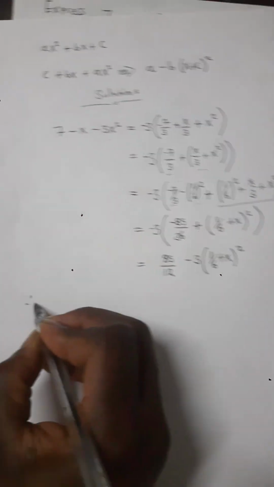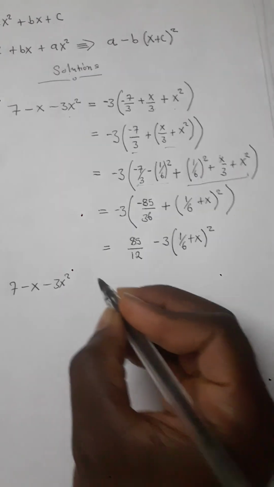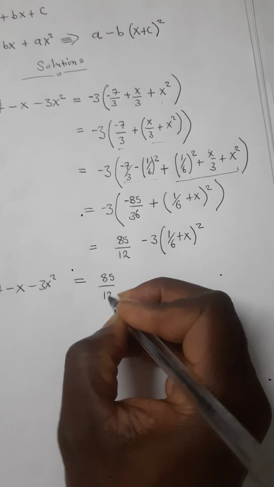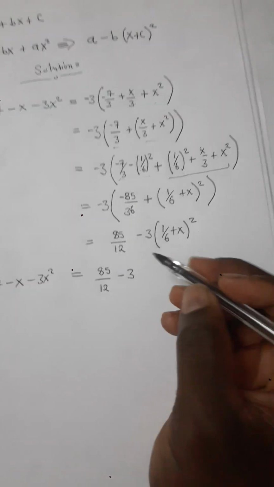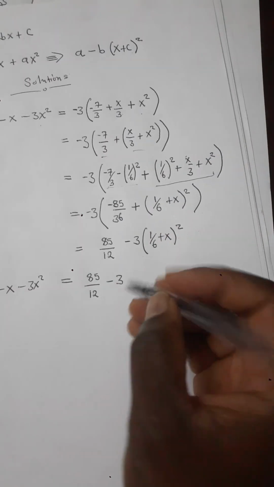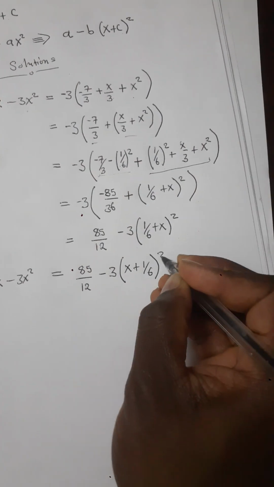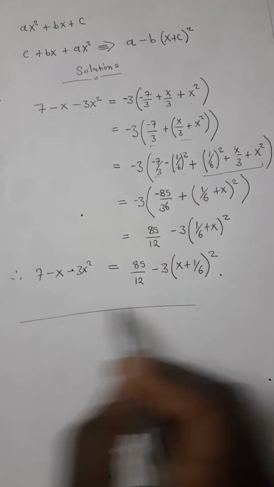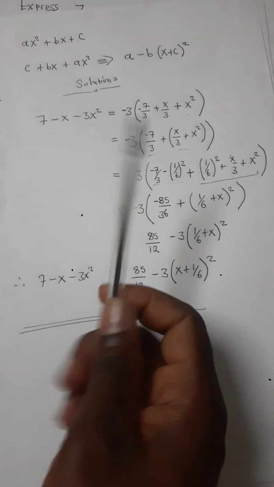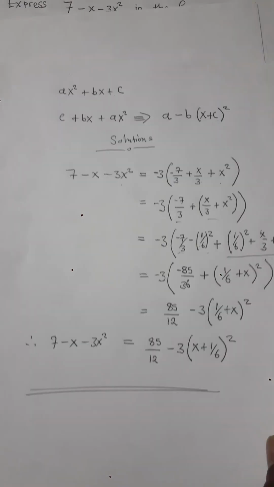Therefore my 7 minus x minus 3x squared is the same as 85 over 12 minus 3. When you look at this and that, x comes first than c, so minus 3 open bracket x plus 1 over 6 close bracket squared. So that's my answer there. This is how you convert from this form to that form. This is how you go about it.